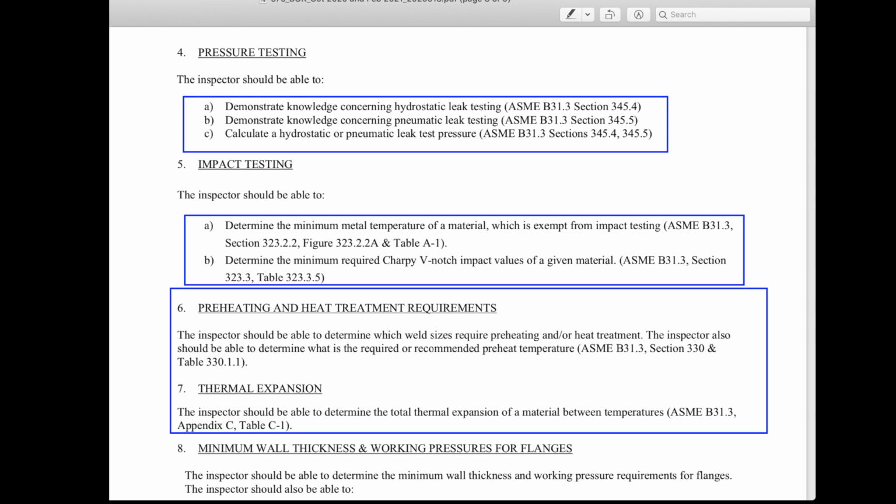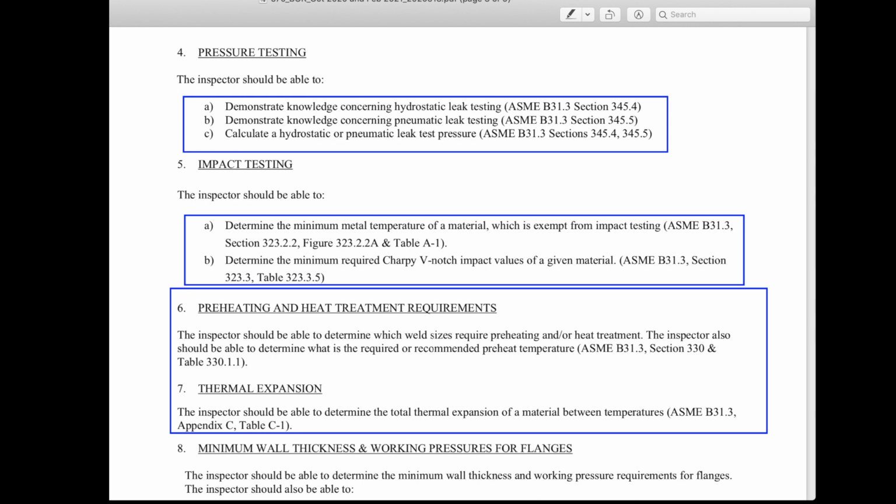Next one is impact testing. There's a graph in ASME B31.3. Determine the minimum metal temperature of material which is exempt from impact testing, and which category can be exempted from impact testing. Determine the minimum required Charpy V-notch impact values for a given material. This is from a graph, available in ASME B31.3.